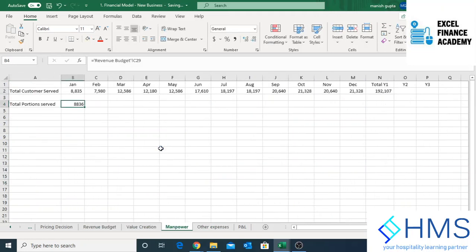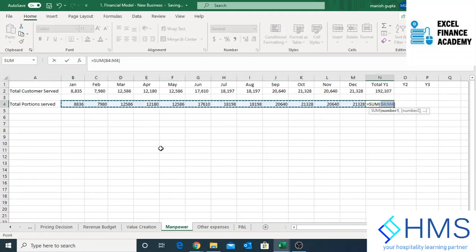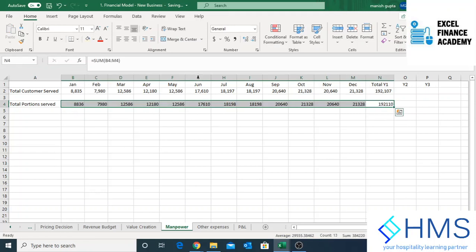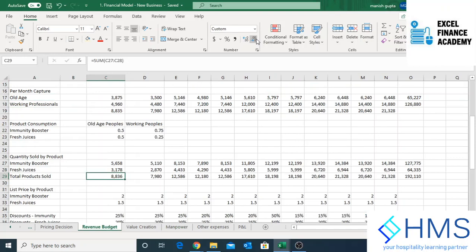Now why do we need the quantity? Because we want to understand really what the production is going to be, because you may have different people for producing and different people for serving, right? So in our example it's the same thing. Because total is one quantity anyways, it's not going to be different.